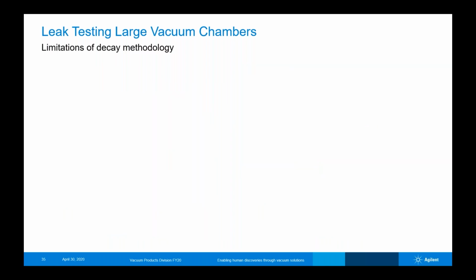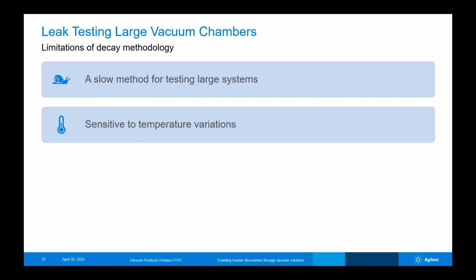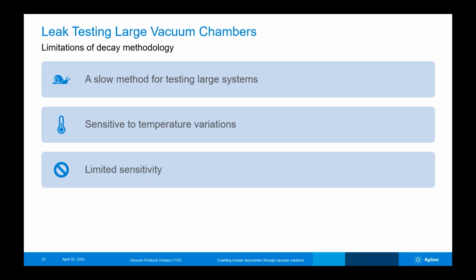So when you do this pressure rise, you've got a lot of limitations. One, it's slow. You've got to pump it down, take the time to do that, and wait for that pressure to come up. Temperature variability can cause that pressure to vary as well. So we know that pressure and temperature go hand in hand, so changes in temperature are going to give us some problems.